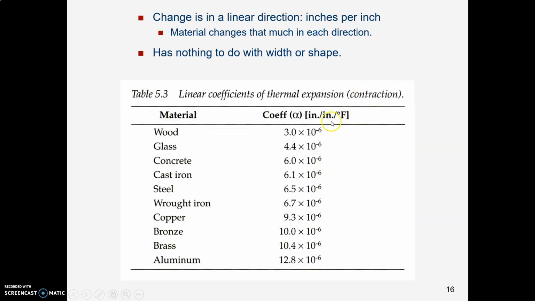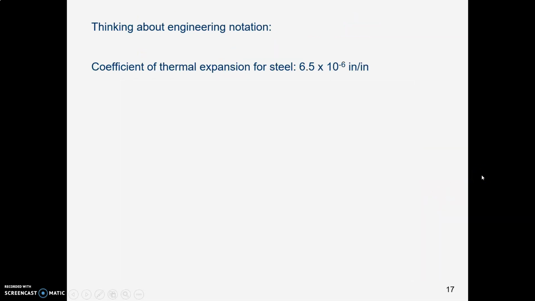So let me back up here just to look at these coefficients. These are written in engineering notation. So here's steel, for example, 6.5 times 10 to the minus sixth. Let's review what that means. If you have 10 to the first, that's just plain 10. 10 to the minus first is 1 over 10. So if you had 6.5 times 10 to the minus 1, you would move the decimal point one place to the left.